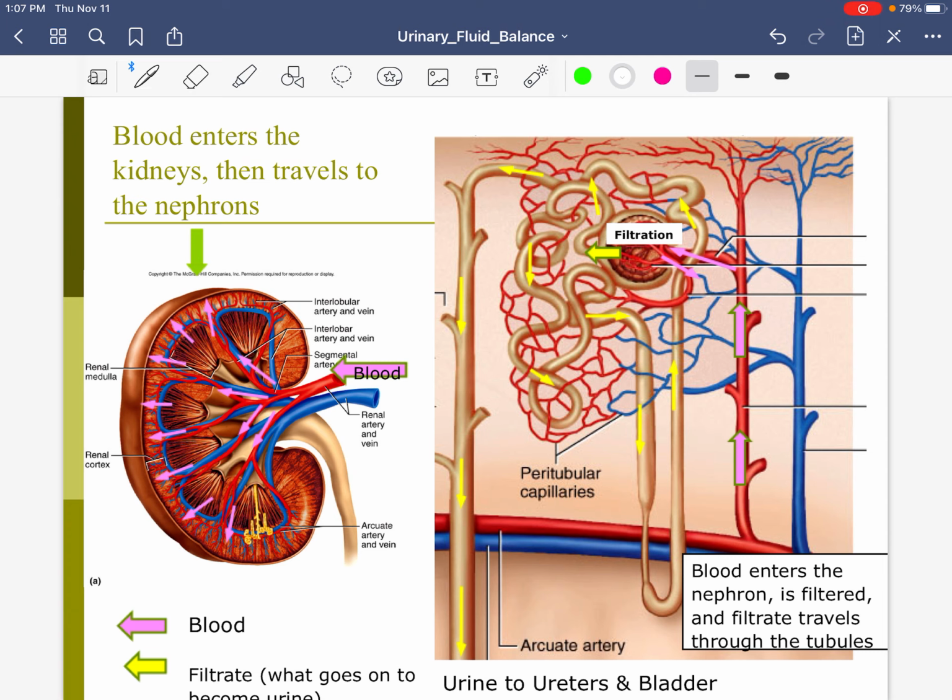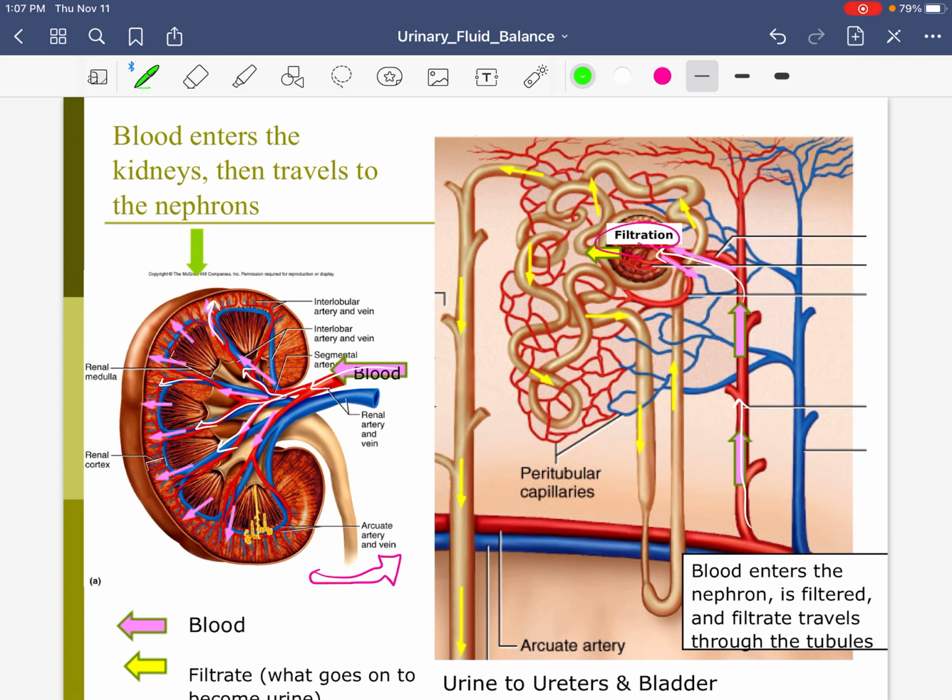All right, so I've given you some animations. You have access to the actual PowerPoint where you can click slide by slide to see the animations. Using my iPad program here, I'm not able to do the clicks. But they just review. Blood comes into the kidneys through the renal artery, spreads out through all those blood vessels. Eventually, that blood goes into the renal cortex where the nephrons are.